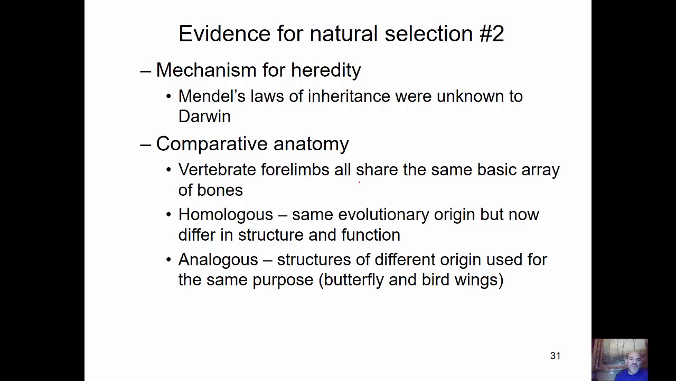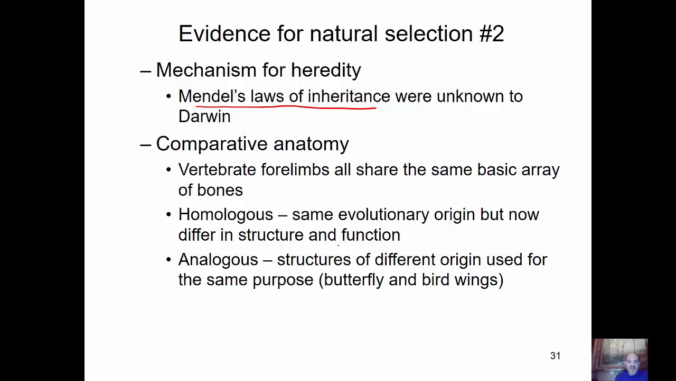Other evidence for this was not known at the time. At the time, people generally agreed that the offspring from plants and animals tended to look like their parents, but they didn't know the exact mechanism of how inheritance occurred. That wasn't discovered until later, and it turns out that when we get to genetics, we'll study this, but Mendel's laws of inheritance actually support this theory. So again, a different area of study, a different line of evidence that actually comes back and supports this theory of evolution.